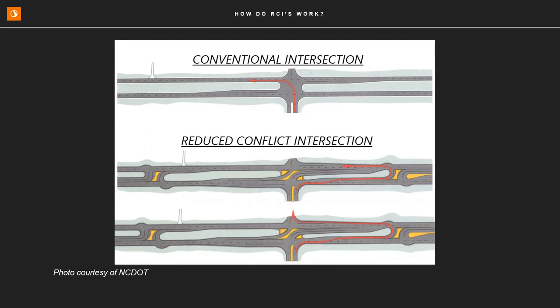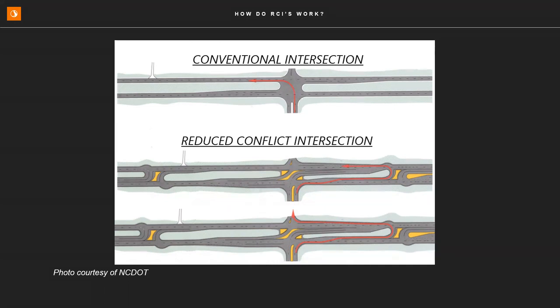With the RCI shown here, also known as the R-cut, J-turn, or super street, the vehicle turns right, utilizes a downstream U-turn, and proceeds westbound as shown in the middle figure, or makes the U-turn and turns right to head northbound as shown in the bottom figure.